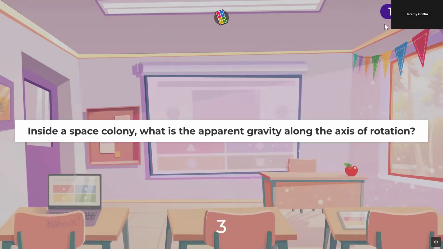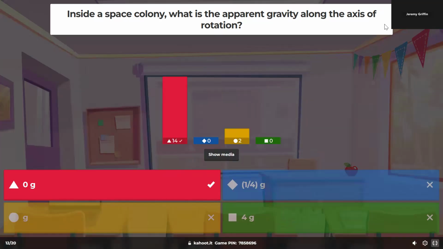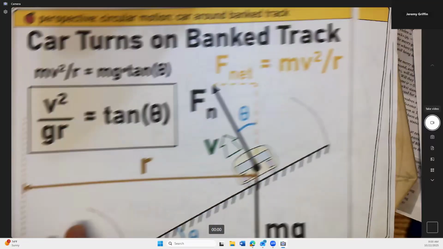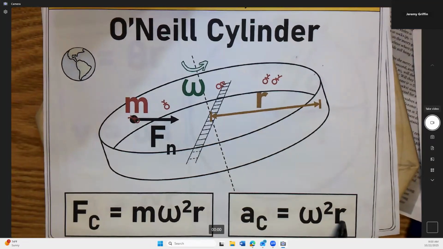Space colony. What is the apparent gravity along the axis of rotation? Zero g. Let me back that up with the formula. If this r is 0, it doesn't matter how fast it's spinning. This would be 0.